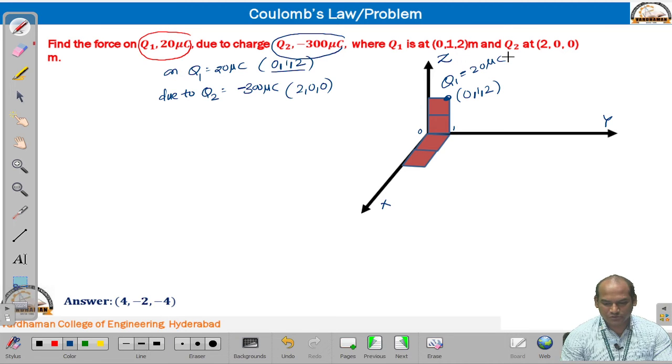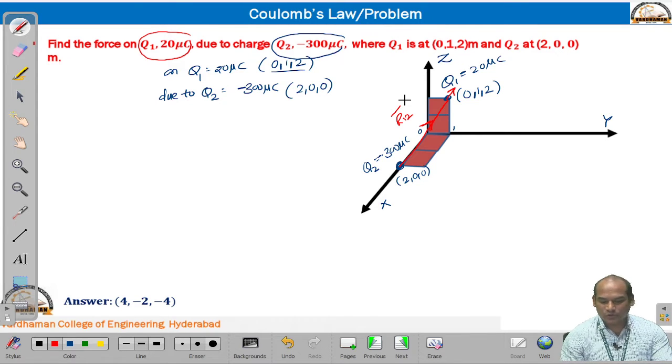Charge Q2 is at (2, 0, 0), which means the y and z coordinates are both zero, so it is on the x axis itself. So, Q2 is on the x axis, at 2, 0, 0, with Q2 equal to minus 300 microcoulomb. Now, the force is along the line joining these two charges, so like this we have to draw. The force is along this particular line, and here we can take R12 bar.